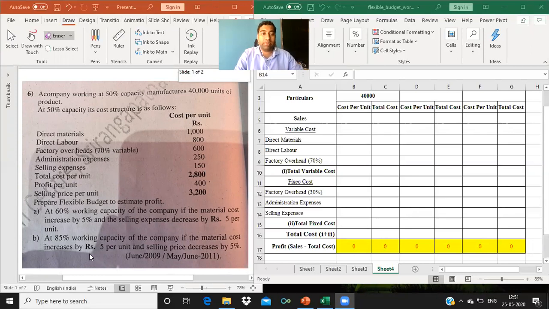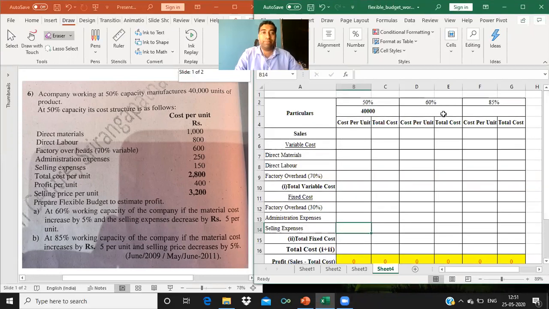Similarly, one more adjustment is given in the problem. At 80%, 85% working capacity, the material cost increases by 5 per unit. So it will become 1005 and the selling price decreases by 5%. So selling price, that is 3,200, will be reduced by 5%. Let us start solving this problem first.